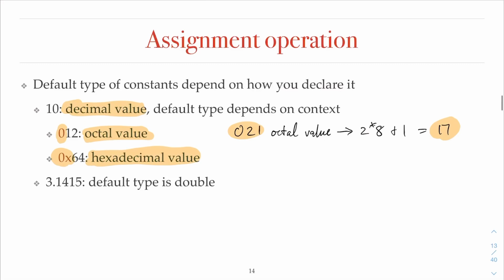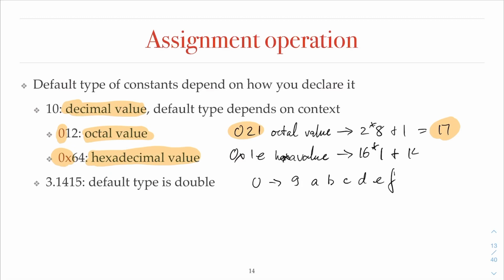What about hexa? Hexa means base 16. So if you have this one, let's say I have 0x1E, then this is the hexa value. The value you have would be 16 multiplied by 1, plus E. Now what about E? In hexa base you will have 0 to 9, then 10 is A, B, C, D, E, and F. So E is actually 14. So this one is supposed to be 30. Okay, so I think this is clear to you.